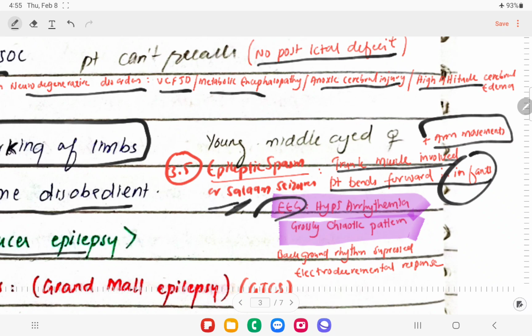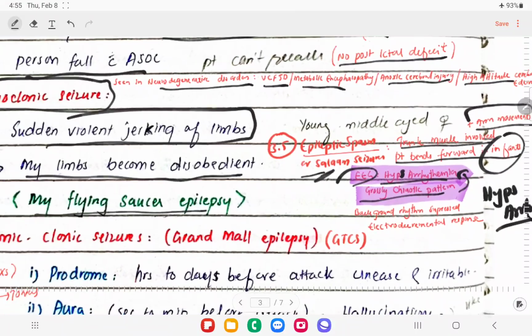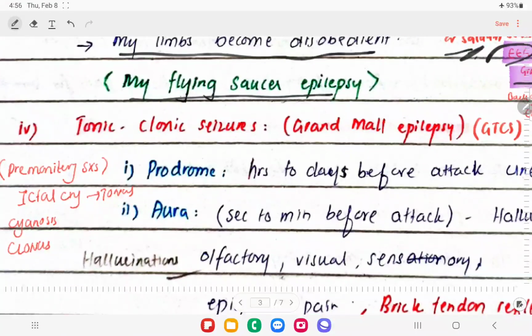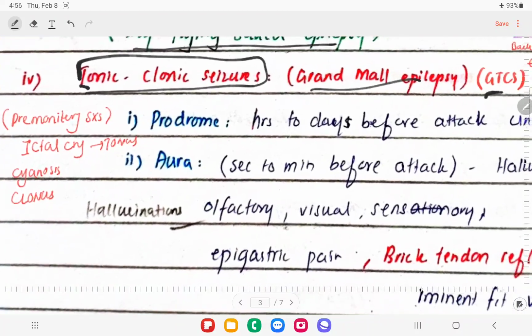If we do the EEG in this patient, we're going to see a grossly chaotic pattern that is called hypsarrhythmia, right? Okay, so let's talk about the GTCS, that is called generalized tonic-clonic epilepsy, right? Tonic-clonic seizures. Previously it was called grand mal epilepsy. So this is GTCS. So let's talk about this.